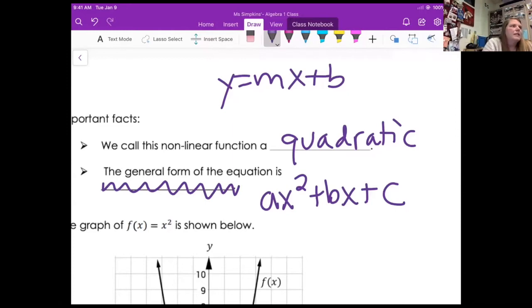The A, the B, and the C, for those of you that were able to look at the Desmos, and we'll look at that more on Thursday, the A does something specific to the graph, the B does something specific to the graph, and the C does something specific to the graph. And I promise we'll talk about it on Thursday. What does C do? Yes, yeah, you're right. Good, yes.